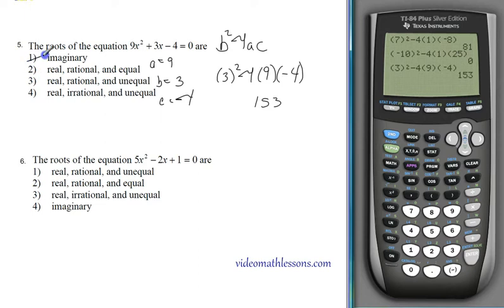That is not perfect. It's not negative. It's not 0. It's not perfect. So it gives me irrational roots. I don't know what they are. I just know they're irrational. That's all I know. Let's try it again.